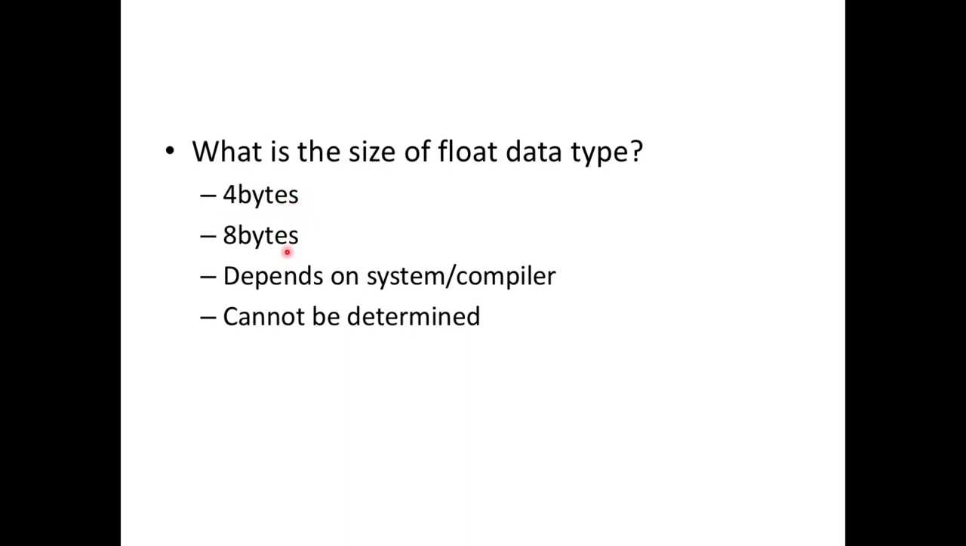But later you can see over here 8 bytes. There is a possibility that the size of float can even be 8. How does that happen? It happens because it depends on the system or the compiler. Depending on the system or the compiler, the size of the float data type will change. So the third option is the right option: depends on the system or the compiler.